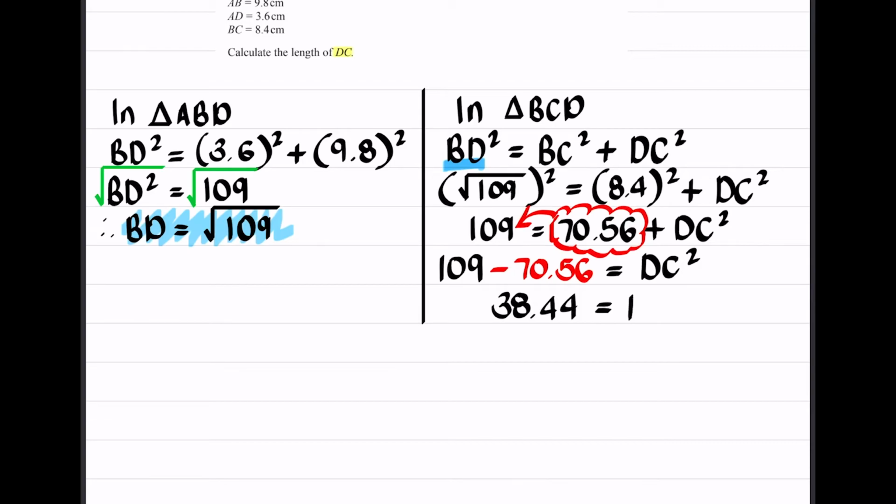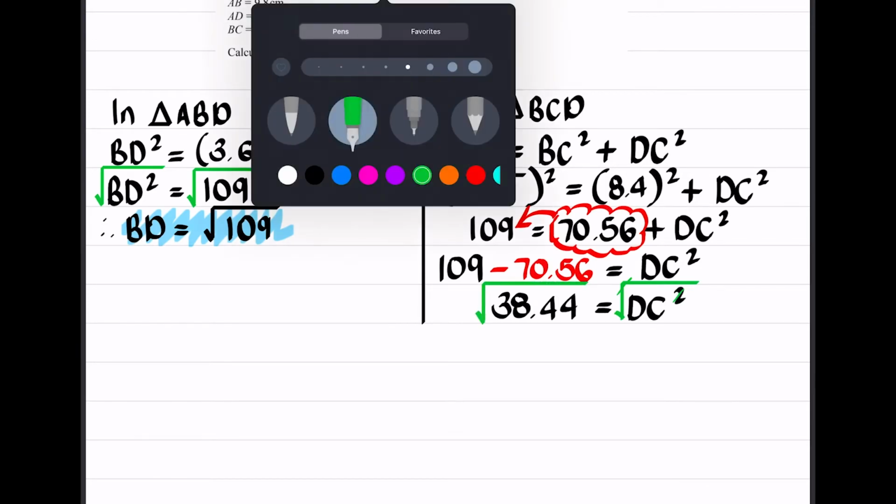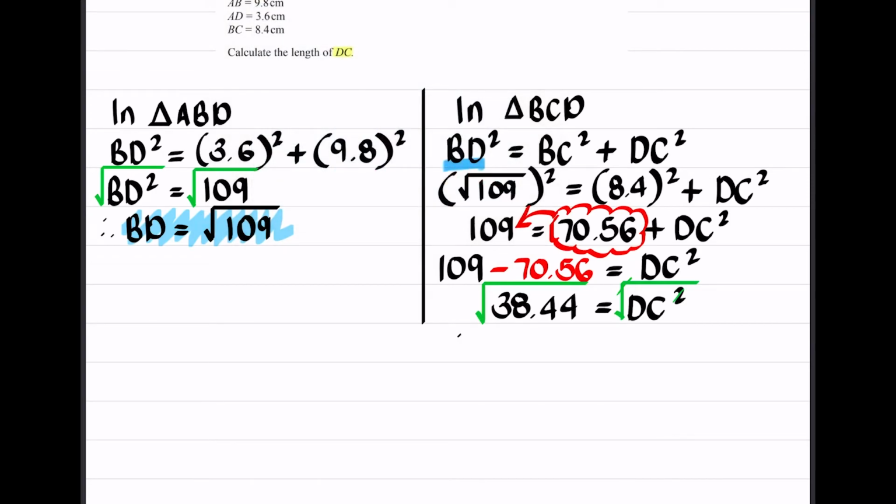38.44 is equal to DC squared. But I don't want DC squared, I want DC by itself, so I'm going to square root the DC squared so that the square root cancels with the square. What I do to the one side, however, I'm going to do to the other side. So therefore, the square root of 38.44 is 6.2. Don't forget to carry down your units. So we have 6.2 centimeters equal to the square root of DC squared, which is DC.